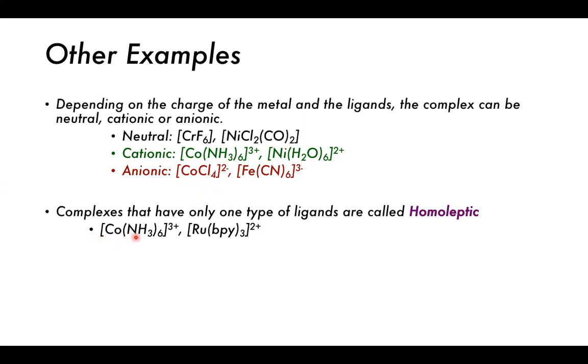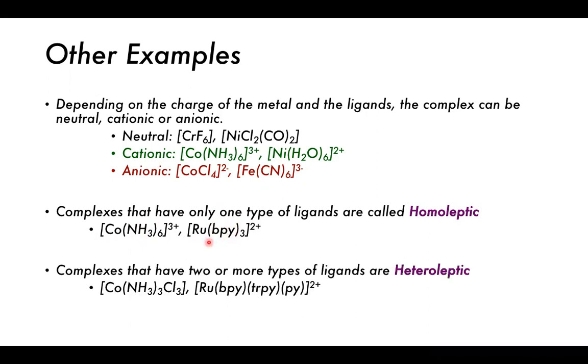For example, in our cobalt complex from the previous slide, we had only ammonia ligands, so that would be a homoleptic compound. Ruthenium here has 3 bipyridyl ligands, and so this is also homoleptic. Complexes that have 2 or more types of ligands are called heteroleptic. So this one, where we have ammonia and chloride, has 2 different types of ligand. In this instance, the chloride is acting as a ligand and not just as an outer sphere ion.